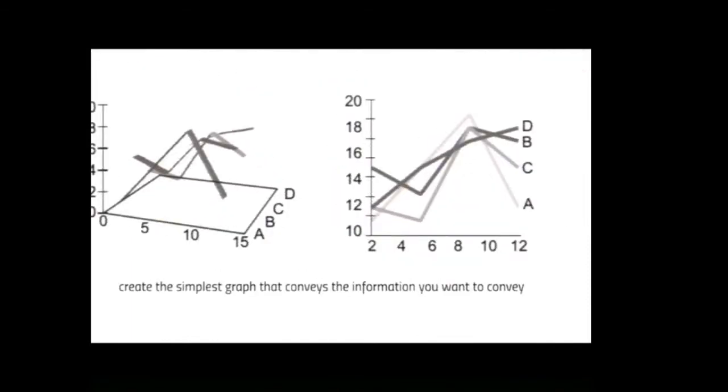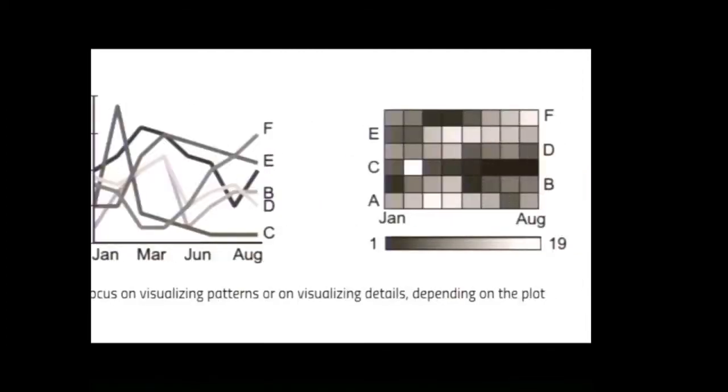So far, I have shown you what you should not do. What should you do? A few simple rules. Try to create the simplest graph that conveys the information you want. Okay? So, if you have to display a given amount of information, you have to think very carefully which is the simplest way to do it. Focus on visualizing patterns or on visualizing details, depending on what you want to highlight, okay? And be honest towards your reader.